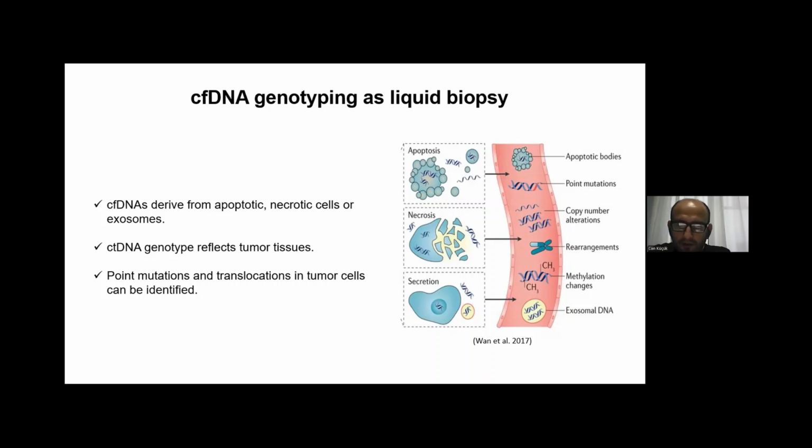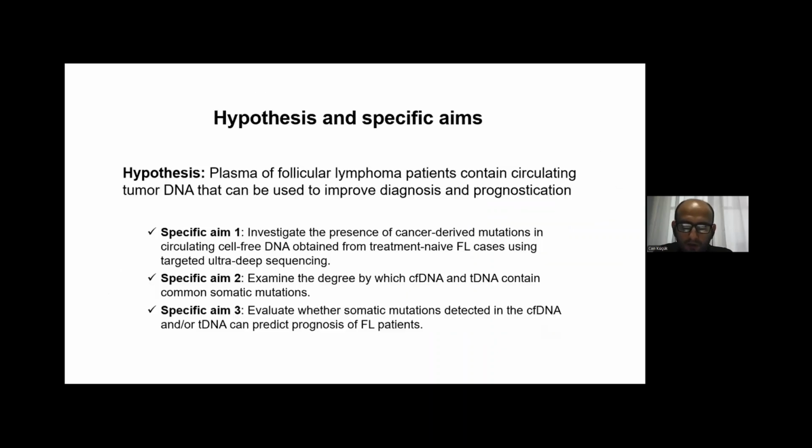In cancer patients, it's proposed that the ctDNA reflects the tumor tissue genetic and epigenetic alterations. So with this background information, we hypothesized that plasma of follicular lymphoma patients contains circulating tumor DNA that can be used to improve diagnosis and prognostication. Our first aim is to investigate the presence of cancer-derived mutations in circulating cell-free DNA obtained from treatment-naive follicular lymphoma cases using a targeted ultra-deep sequencing.